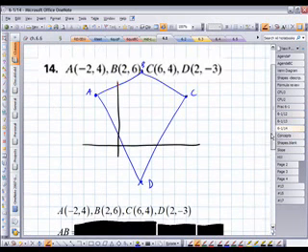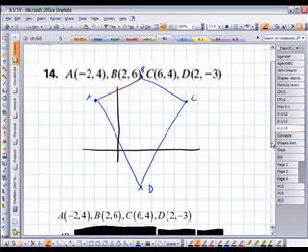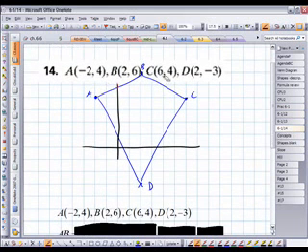Now this one looks like it's probably a kite, and I can't use the same method I would use for parallelograms because I know it's not going to work already. But for a kite, I know the adjacent sides are the same length. So if I can show that AB and BC are the same, and then AD and CD are the same, then I know I've got a kite.